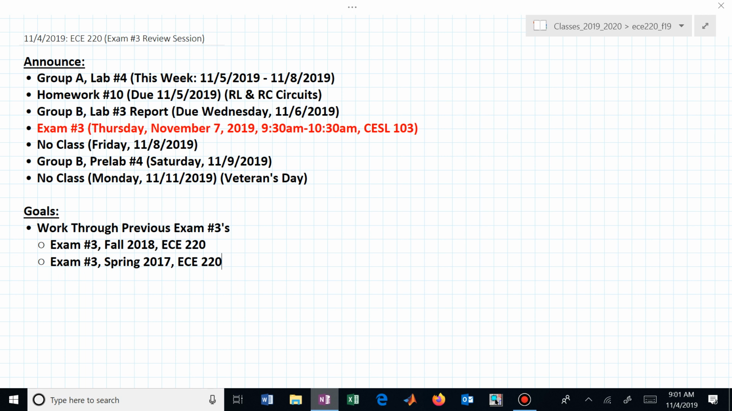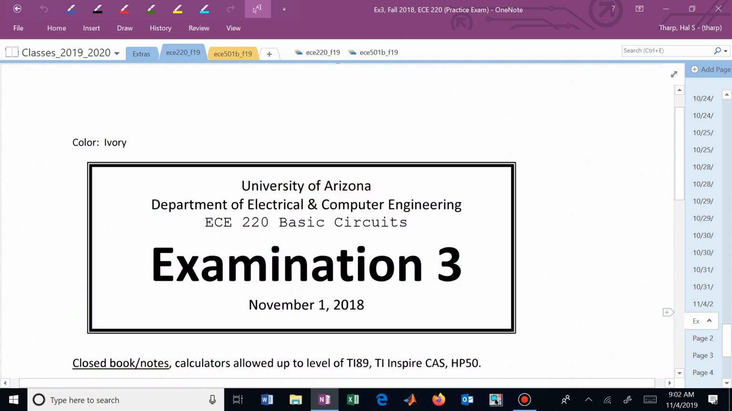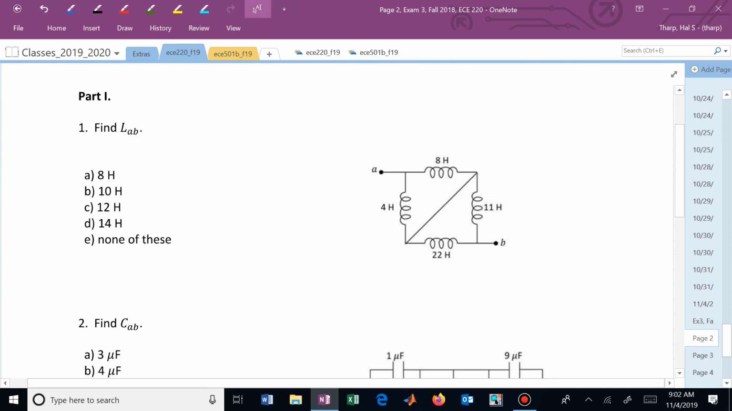What I was hoping to do is work through some previous exams, and I thought I would just go from start to finish in hopes of seeing a majority of the material that you will be expected to be ready for on Thursday. Without any further ado, let's get started. I'm going to do this page by page, but the first one that we're working on is from fall 2018, a year ago, exam number 3, and we'll start with the part 1 problems.